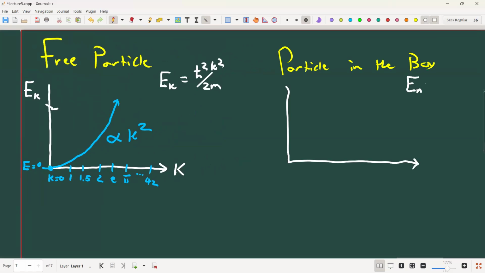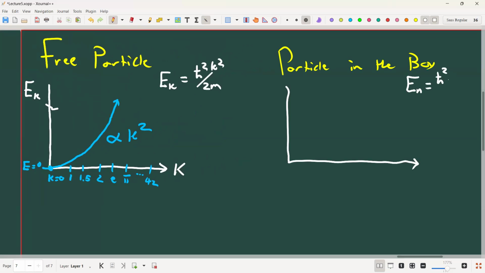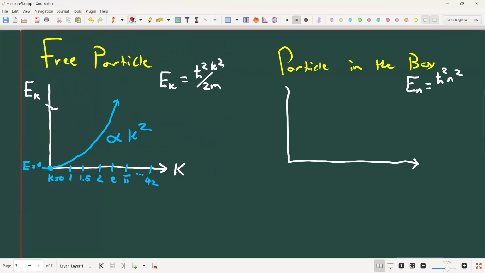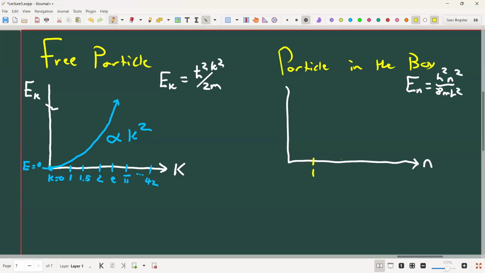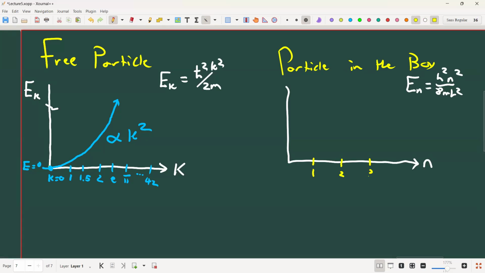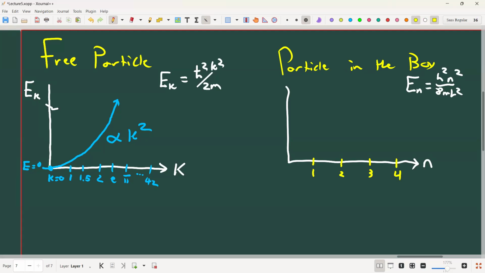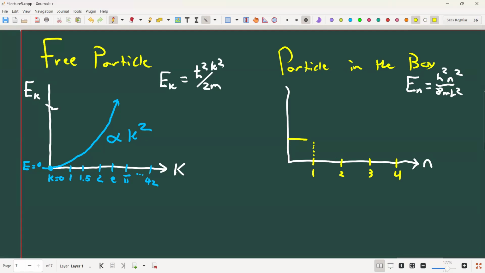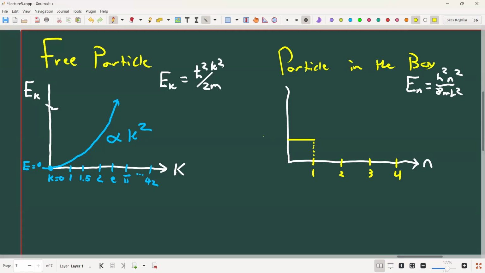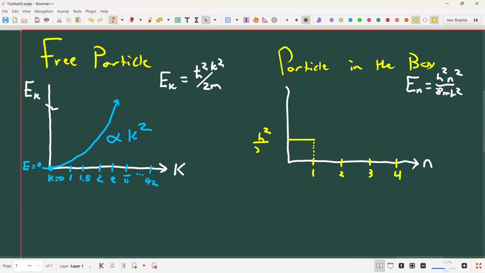Now I have this new number n, which can only be a positive integer. The energy is h squared over 8ml squared times n squared, and so here on n, instead of k, I write n. That's how we index our energies, n. And I can only write 1, 2, 3, 4, and so on. And these energies are going to be at specific values. E for n equals 1 is h squared over 8ml squared.